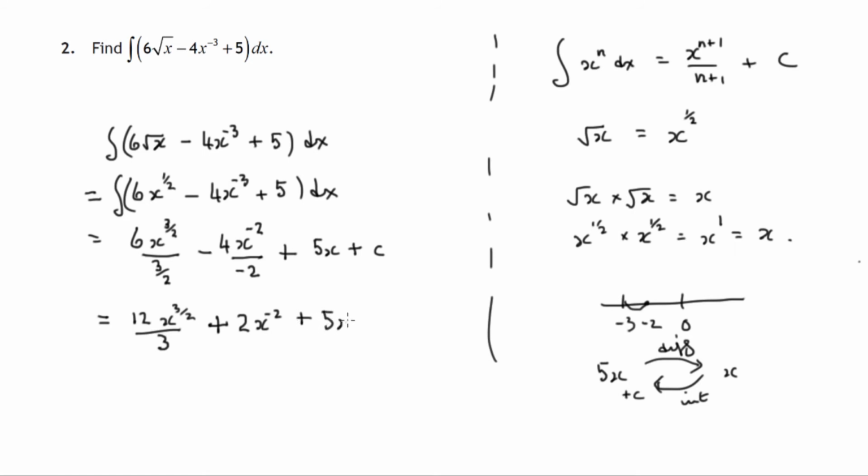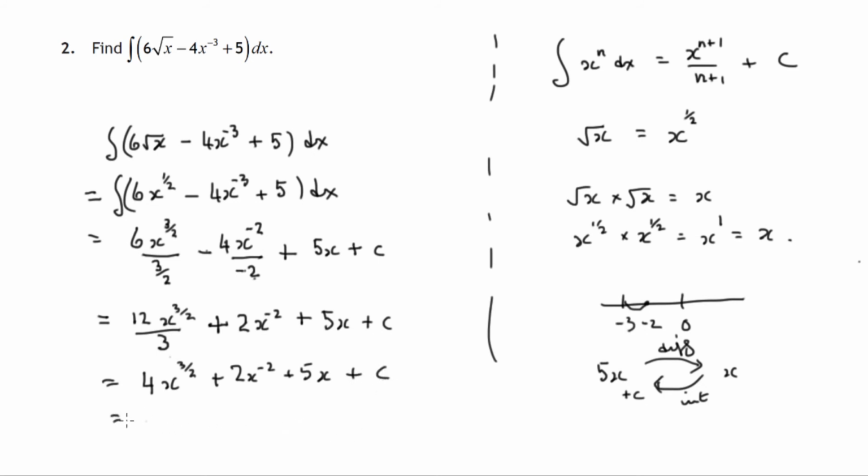Plus 5x plus c. So there's a 2 into 4 gets me 2, with a minus a negative number gives me that plus there. So finally 3 into 12 goes 4. We'll do that division. 4x to the 3 over 2 plus 2x to the negative 2 plus 5x plus c. Now that's a perfectly healthy answer. You get full marks for that.